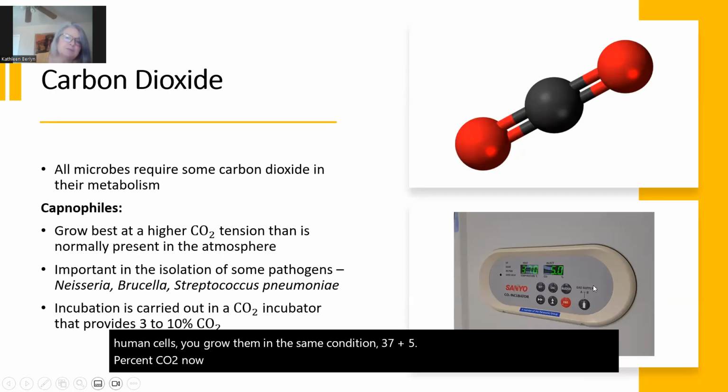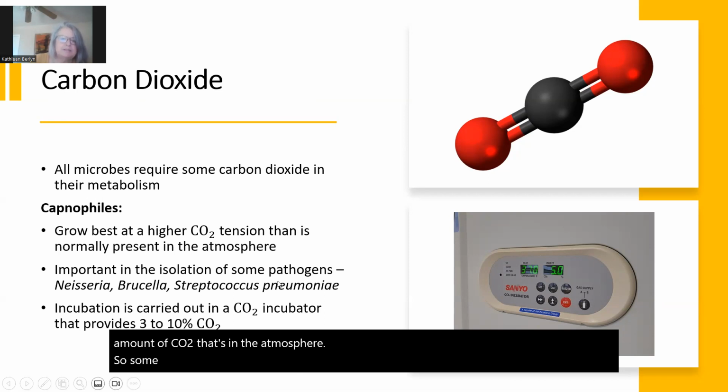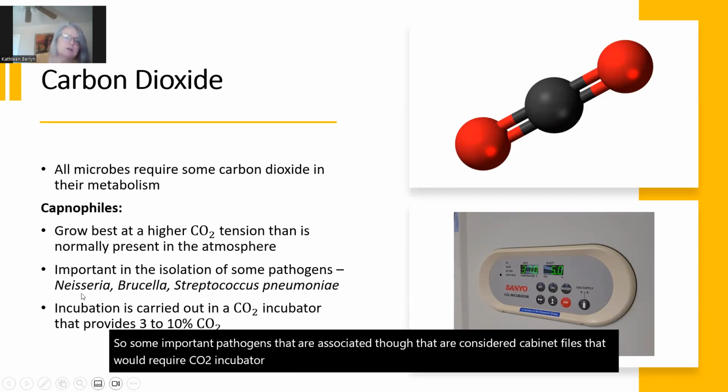Now, in our laboratory, we don't really need to use the CO2 incubators because most of the things we grow don't require that higher CO2 tension. They're fine with just the amount of CO2 that's in the atmosphere. Some important pathogens that are considered capnophiles, that would require a CO2 incubator to grow, are Neisseria, Brucella, and Streptococcus pneumoniae.